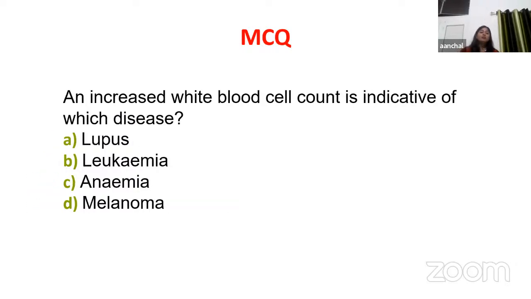Then another MCQ you have: an increase in white blood cell count is indicative of which disease? The options are lupus, leukemia, anemia, and melanoma. We have already discussed leukemia, so I think you know the answer.